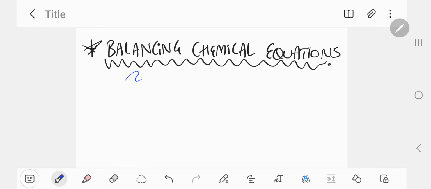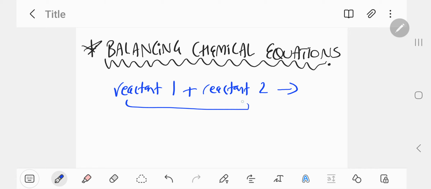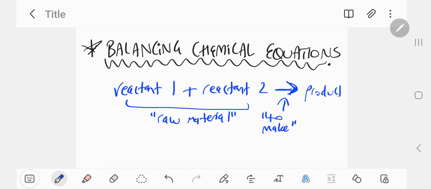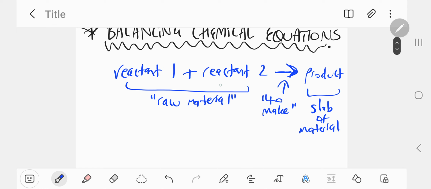So a chemical reaction is when you've got two reactants. Let's call this reactant 1, could be anything, and reactant 2. These two are, let's call it, raw material. I want you to think of a factory that takes some raw material, and this arrow here means to make. They make some product. Let's call this, I don't know, a slab of material. So I'll let you use your imagination for this. Some slab of material. So something plus something gives you something else.